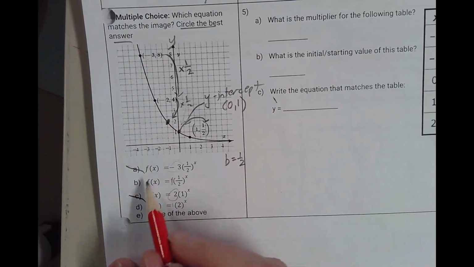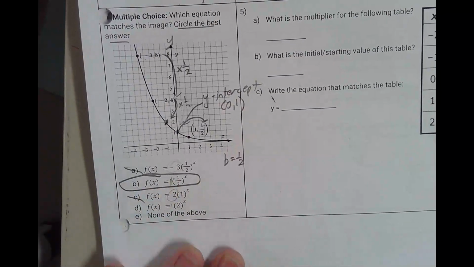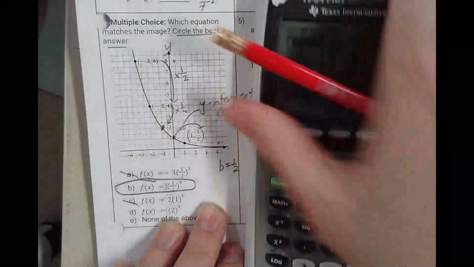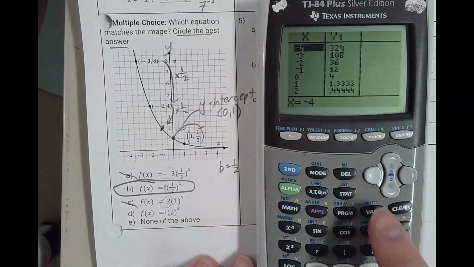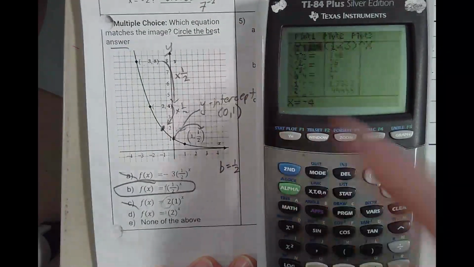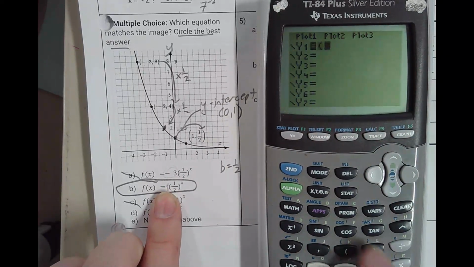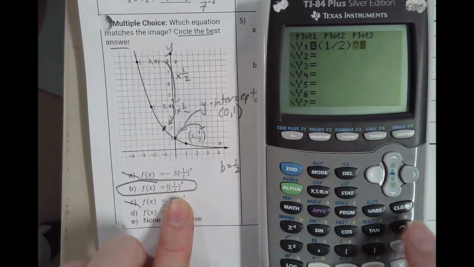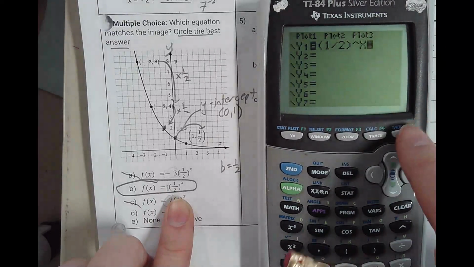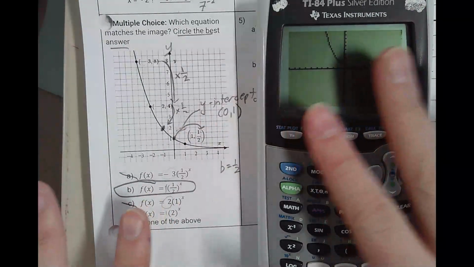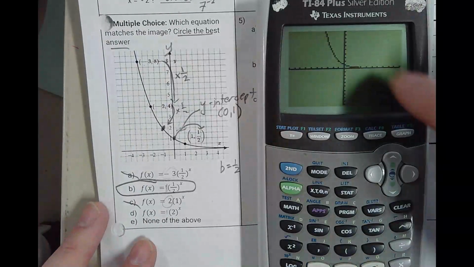That means B is our answer. One thing we can do to confirm our answer is to use our graphing calculator. So if you press y equals and type in this equation, 1/2 to the power of x, we can see the graph. The graph is not detailed enough to tell if it's the right answer. Okay, it looks good, but it's not detailed enough to see the answer.